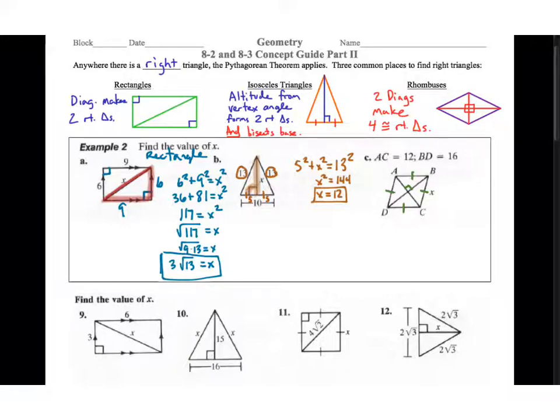On example C, we can figure out all of these sides because they're all congruent, and we have these four congruent right triangles. AC is equal to 12, and the diagonals bisect each other, so we end up with 6 and 6. BD bisects, so we end up with 8 and 8. So 6 squared plus 8 squared is equal to x squared. We solve, and we get 10. So it's just using the Pythagorean theorem.